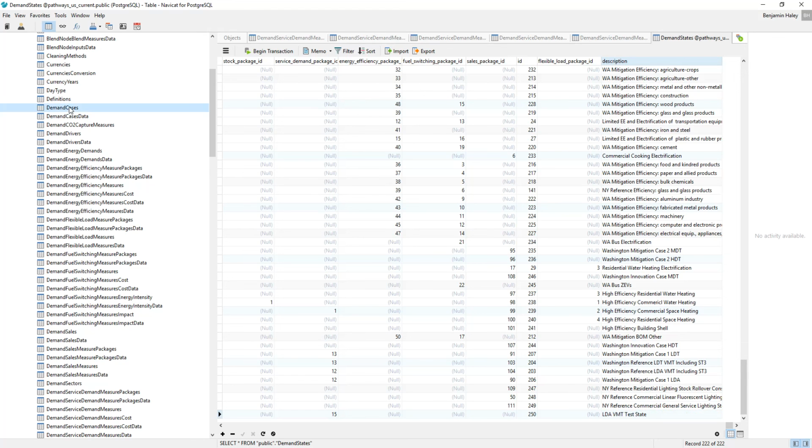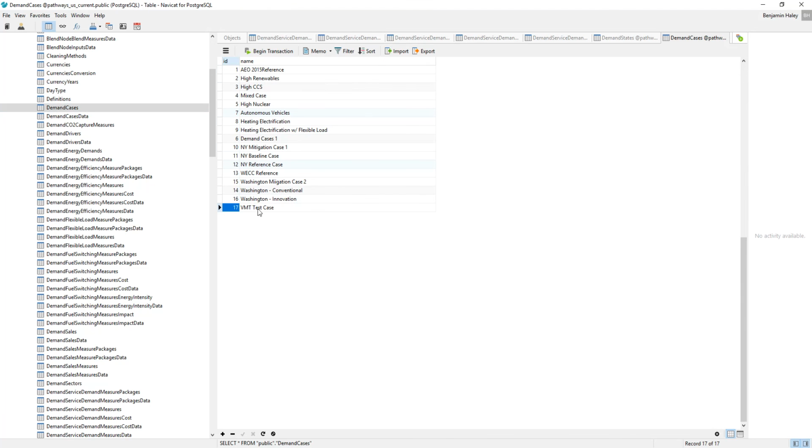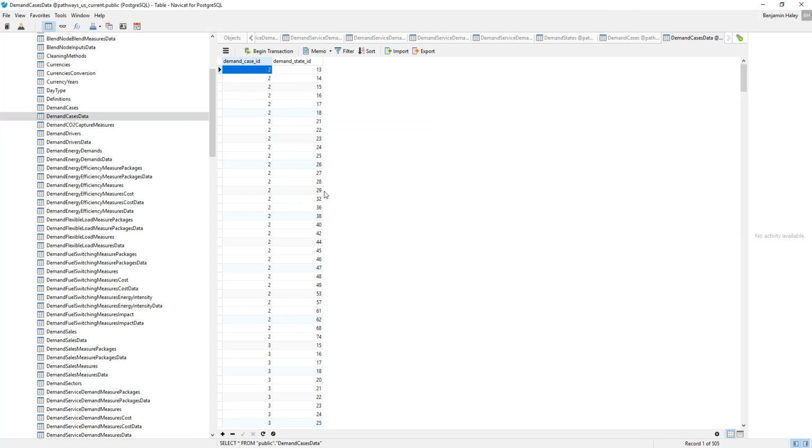So we now go to demand cases. I've added a demand case. I'm calling it the VMT test case. And then the data is, again, one to many. So a case can have multiple states. And so case ID 17 is our VMT test case, and I'm adding the state that we just added to our case. So we now officially have a case to run.